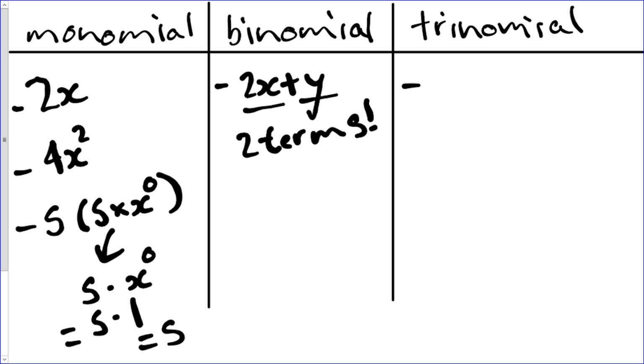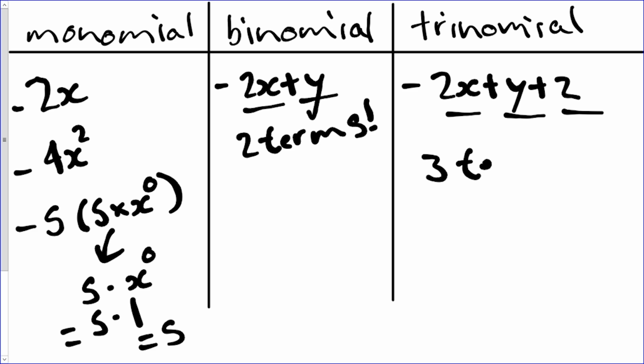Great. What about a trinomial? I think you can figure out the pattern here. Tri means what? 3. So in this case, if we write something like 2x plus y plus z, well, 2x on its own is a term, y on its own is a term, and z on its own is a term. We have 3 terms. It's a trinomial.